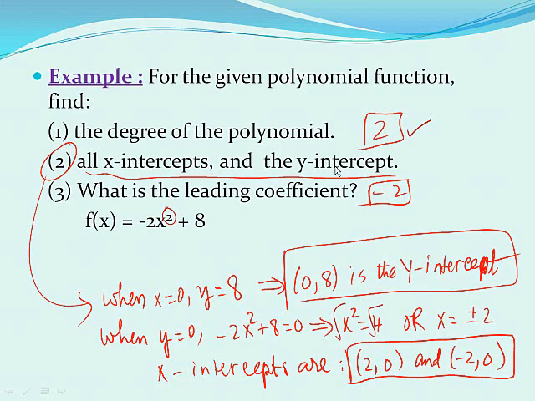To find the y-intercept, substitute x equal to 0 in the function, which gives y equal to 8. So the y-intercept is 0, 8. The leading coefficient is the coefficient of the highest degree term. Here it is negative 2. So the leading coefficient is negative 2.